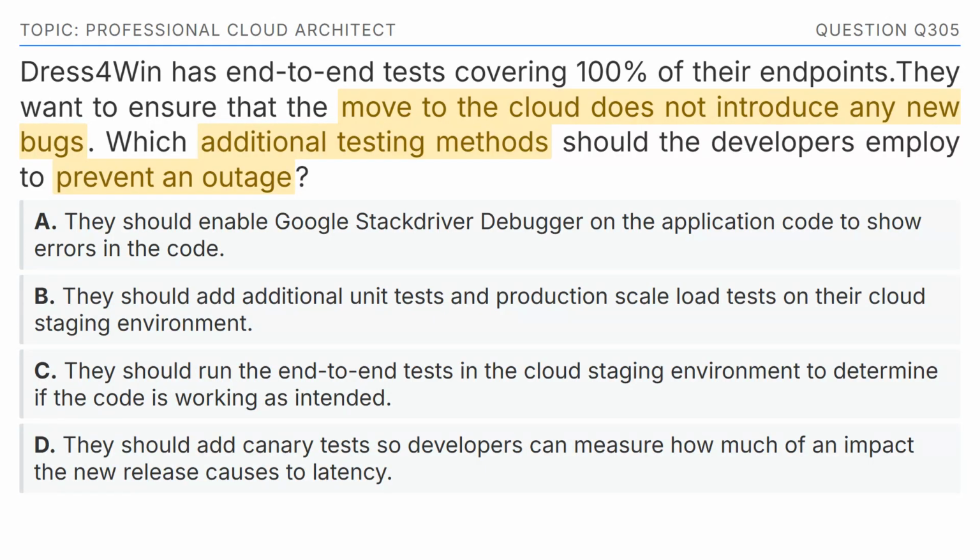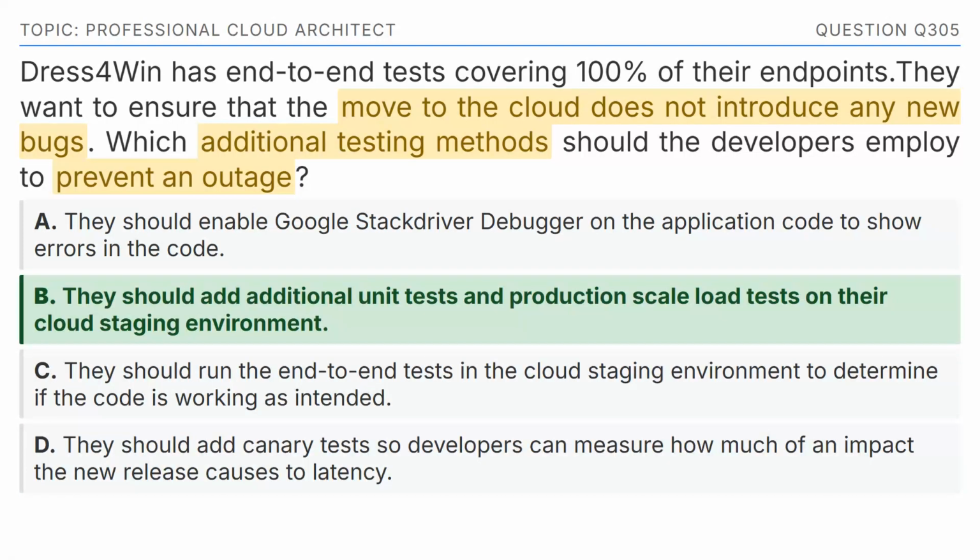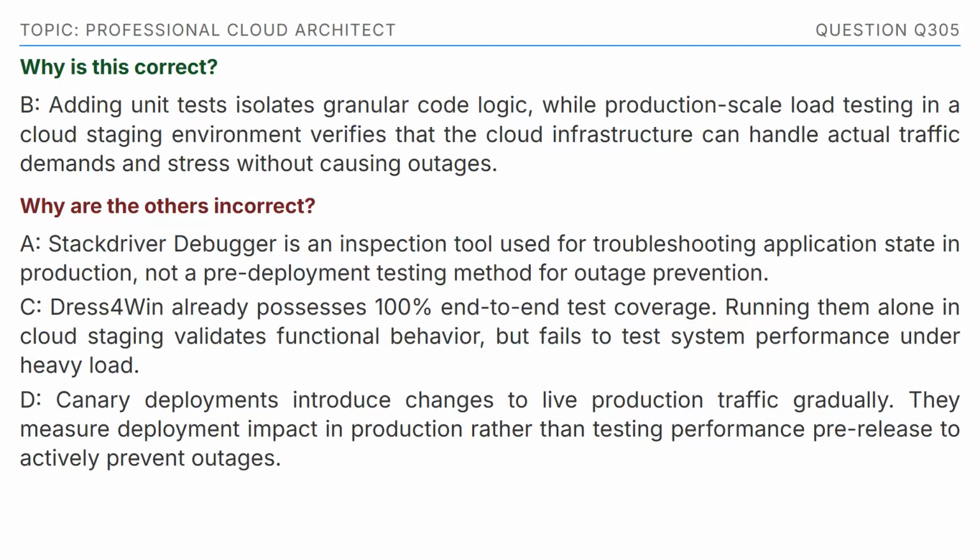To arrive at the correct answer, we focus on the keywords: move to the cloud does not introduce any new bugs, additional testing methods, prevent an outage. The correct answer is option B. They should add additional unit tests and production scale load tests on their cloud staging environment. Why is this correct? B. Adding unit tests isolates granular code logic, while production scale load testing in a cloud staging environment verifies that the cloud infrastructure can handle actual traffic demands and stress without causing outages.